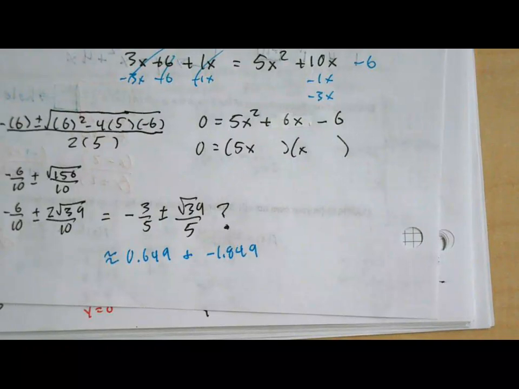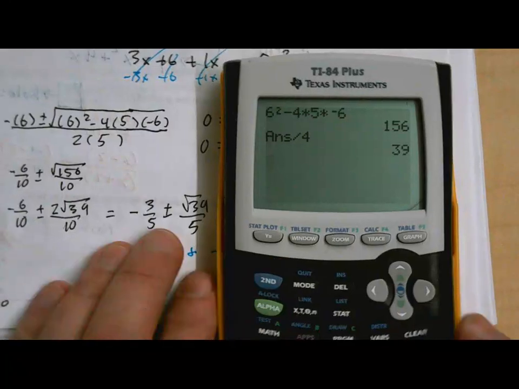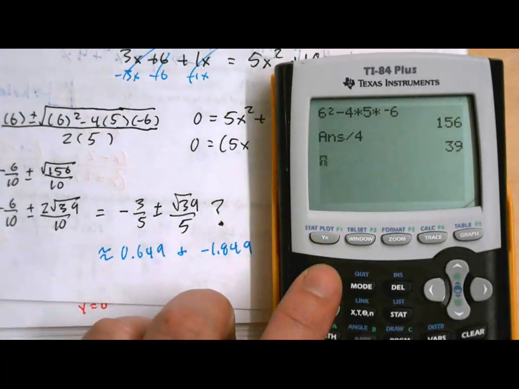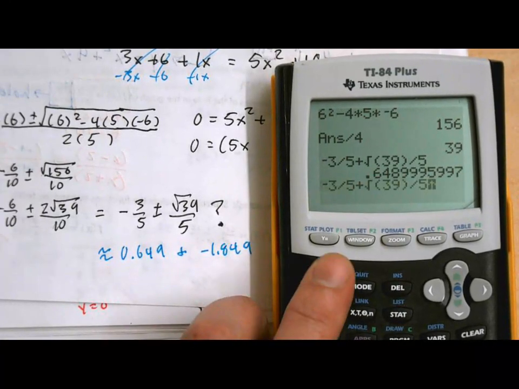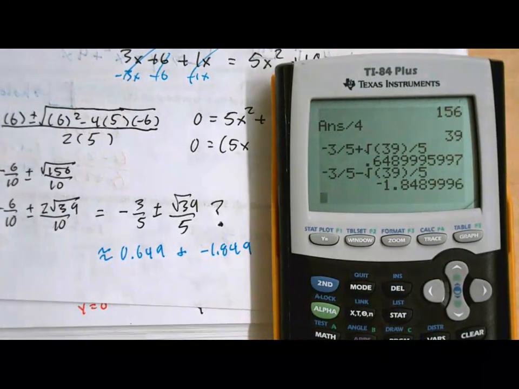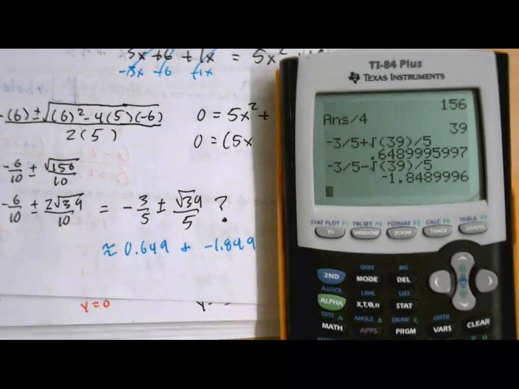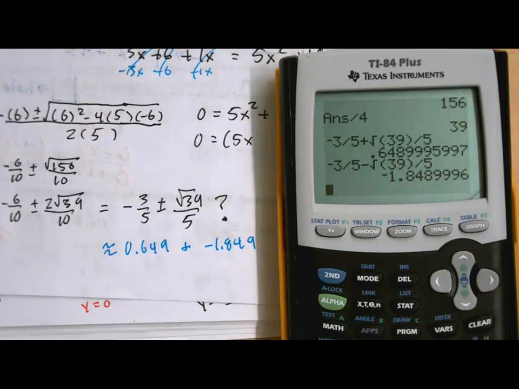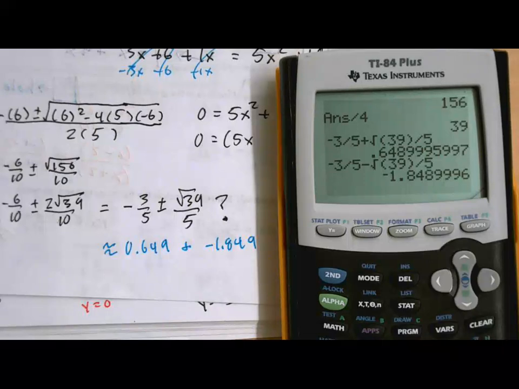I typed both the plus and the minus version into my calculator a moment ago to get some decimals because I'm going to check this by using the second calc zeros thing. If I get answers that are pretty close to this, then I'll be feeling pretty confident that that's correct. Any questions before we do that? Yes?